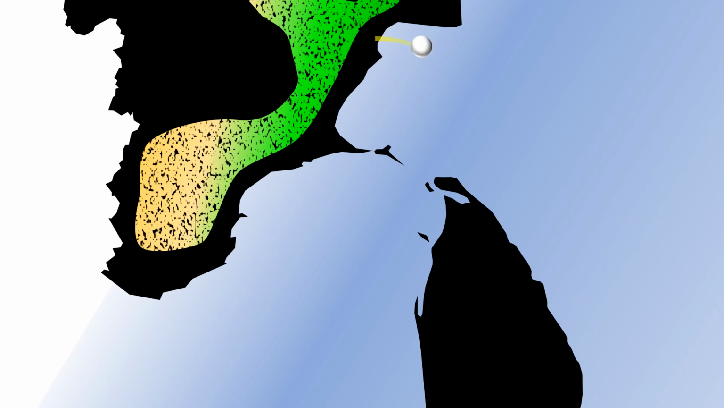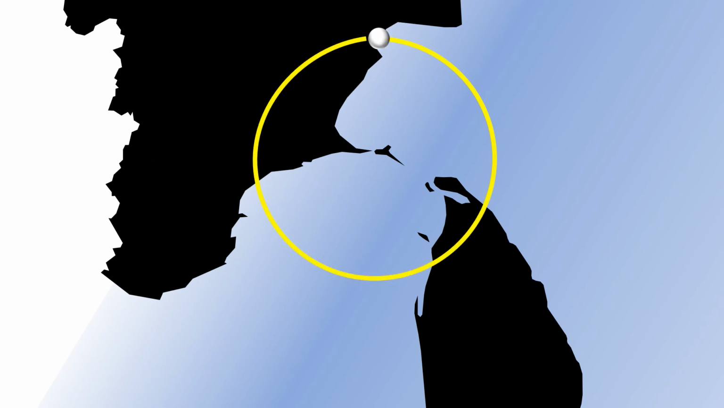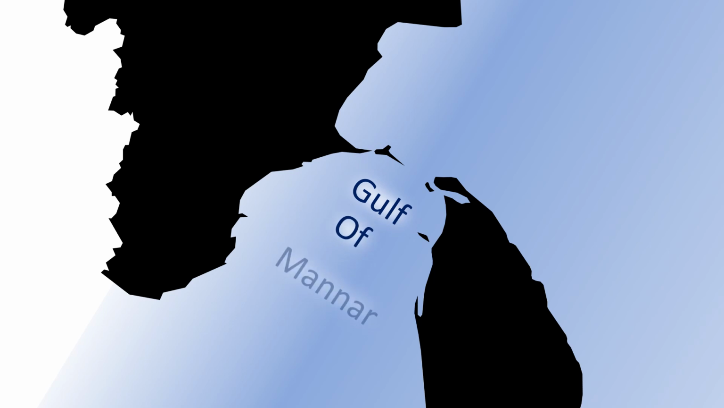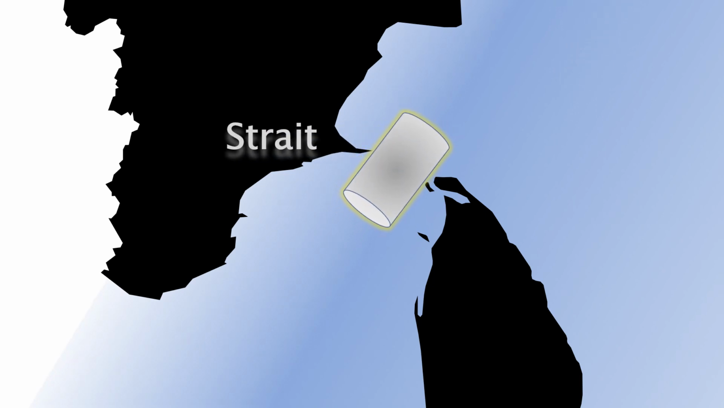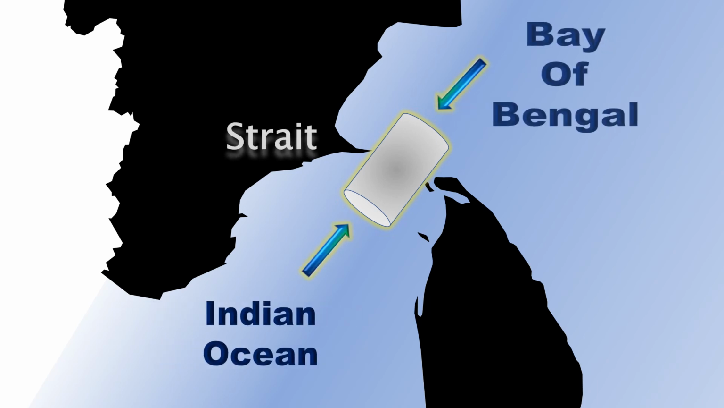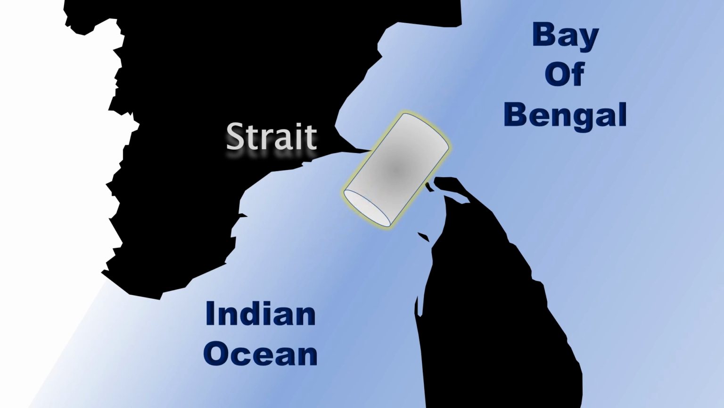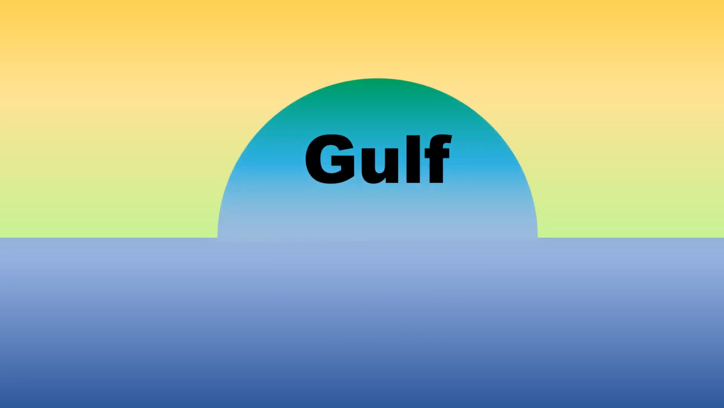The expanse of water found in between Tamil Nadu and Sri Lanka is called the Gulf of Mannar or the Palk Strait. A strait. We call this area a strait because this narrow water body connects two larger water bodies, namely the Indian Ocean and the Bay of Bengal. But then why do we call it a gulf? A portion of land, when penetrated by an ocean, is referred to as a gulf.